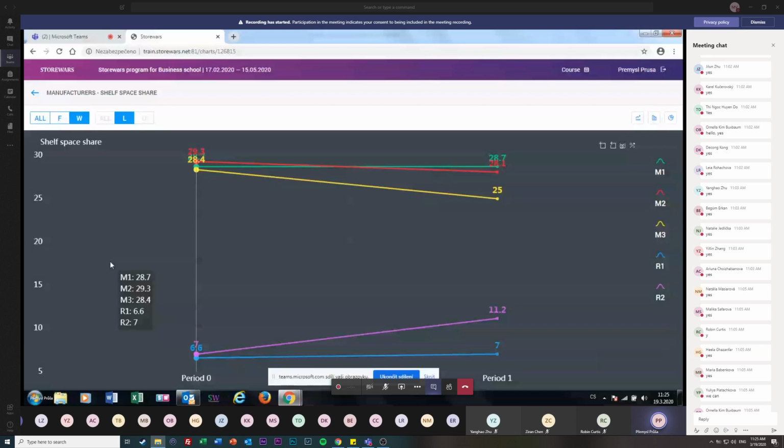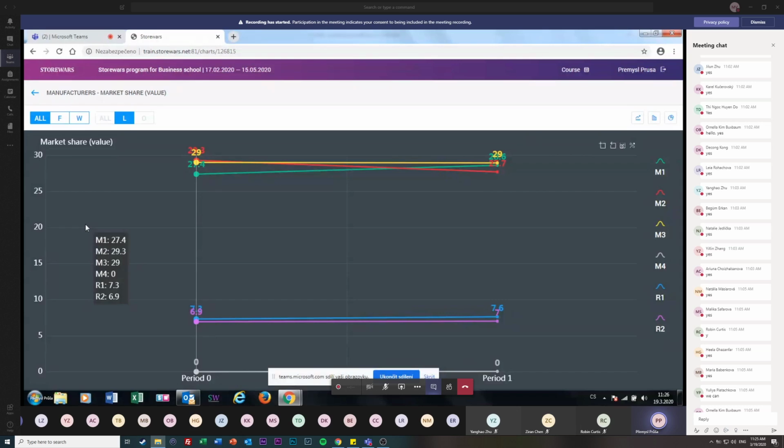But what is more important for you is the market share, because market share is what counts. For market share, you will get points. So let's see the market share, and you can see it's pretty much equal. You are very well balanced in the market share.